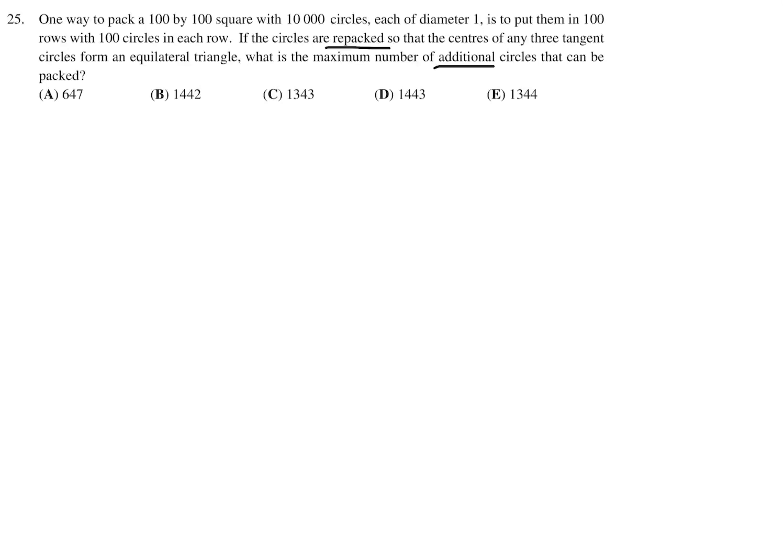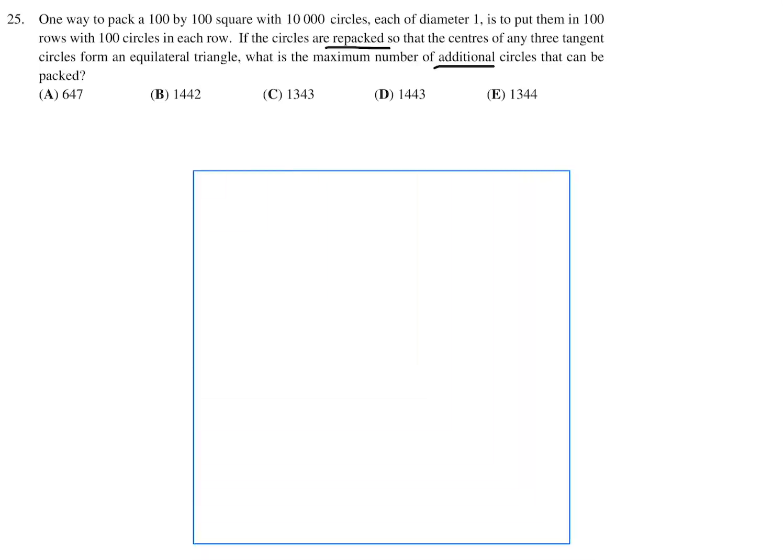All right, so let's try to understand this question first before we tackle it. So you've got this giant square, and it's 100 by 100. 100 centimeters, 100 meters, we don't know, but it's 100 by 100. And they are packing it with 10,000 circles, and each circle has a diameter of one unit.